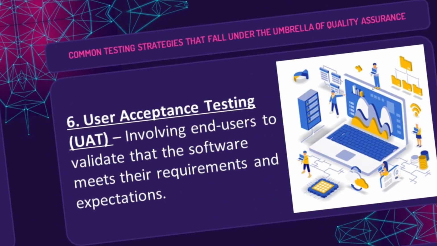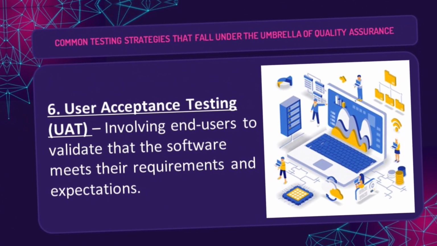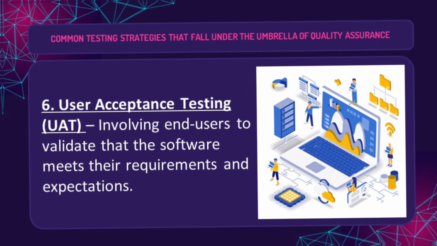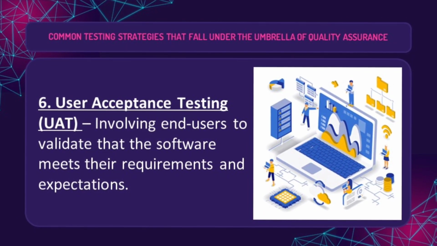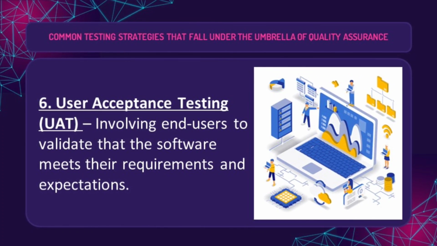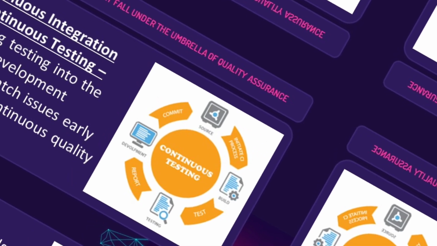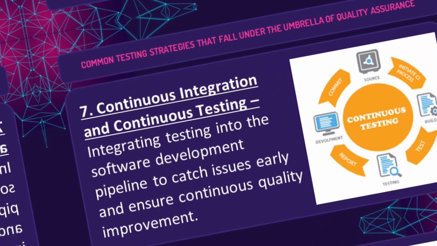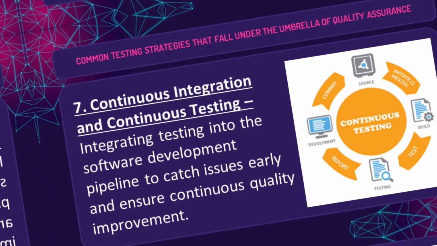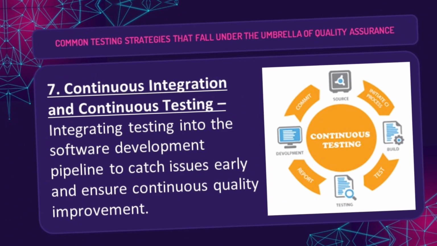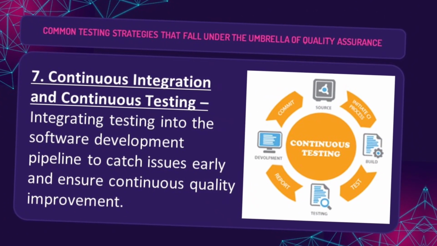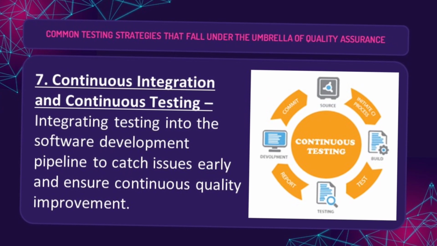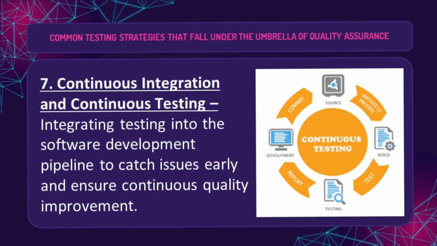User acceptance testing or UAT. UAT involves end users or stakeholders testing the software to verify that it aligns with their requirements and expectations. It's the final check before the software is released to ensure it meets user needs. Continuous integration and continuous testing or CI/CT. It involves integrating testing into the software development pipeline, allowing for automated and continuous validation of code changes. It catches issues early in the development process, supporting rapid and reliable releases.